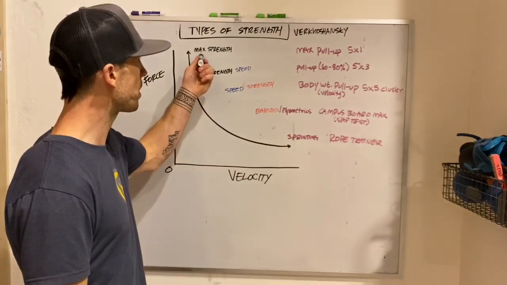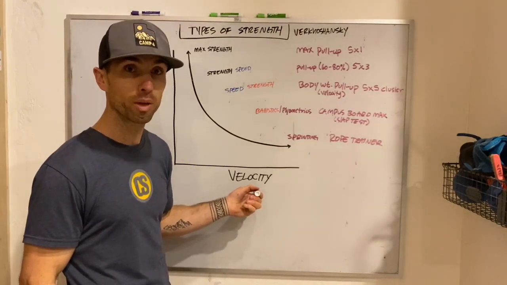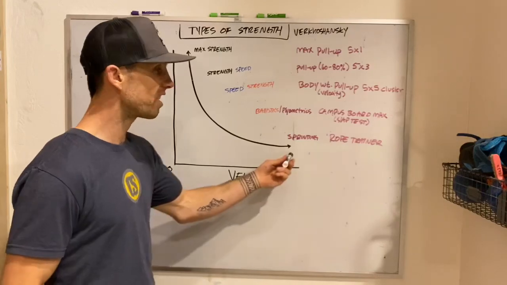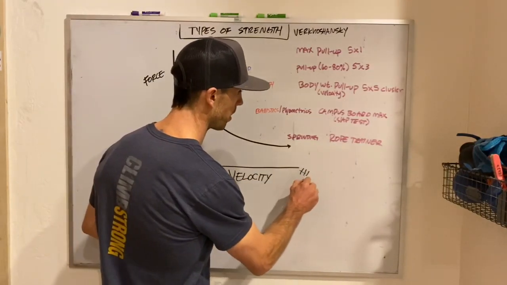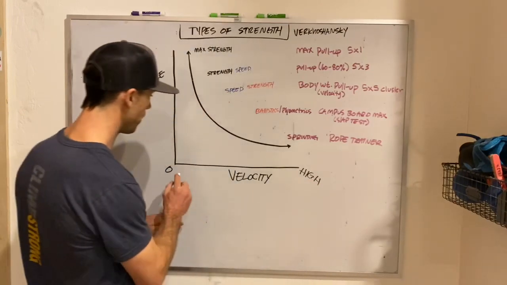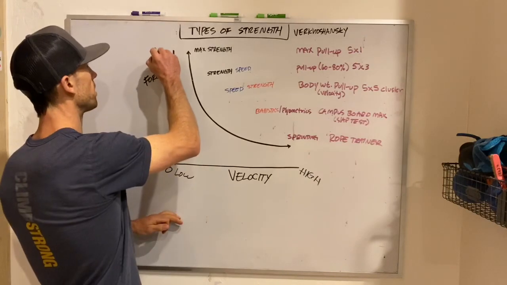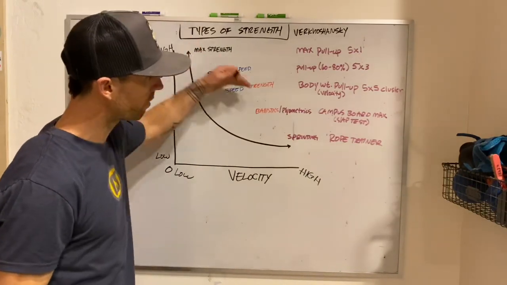At the top of this graph, this is the force axis over here, and then we have the velocity component down here. This refers to how fast something is going to move. Things on this end are going to be moving at a very high velocity. So let me make sure I write that. High velocity, this is low velocity, this is low force, and this is high force. Okay? So up here on the top, we'll just go kind of in this direction here.